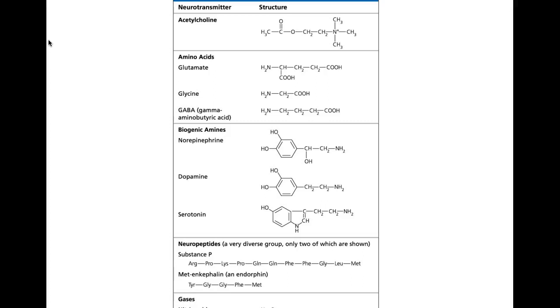There are several major neurotransmitters that you should be briefly familiar with. Acetylcholine. There are several amino acids: glutamate, glycine, GABA or gamma-aminobutyric acid. Several types of amine molecules: norepinephrine, dopamine, and serotonin. Neuropeptides, which you can see is a group of amino acids, and gases like nitric oxide.